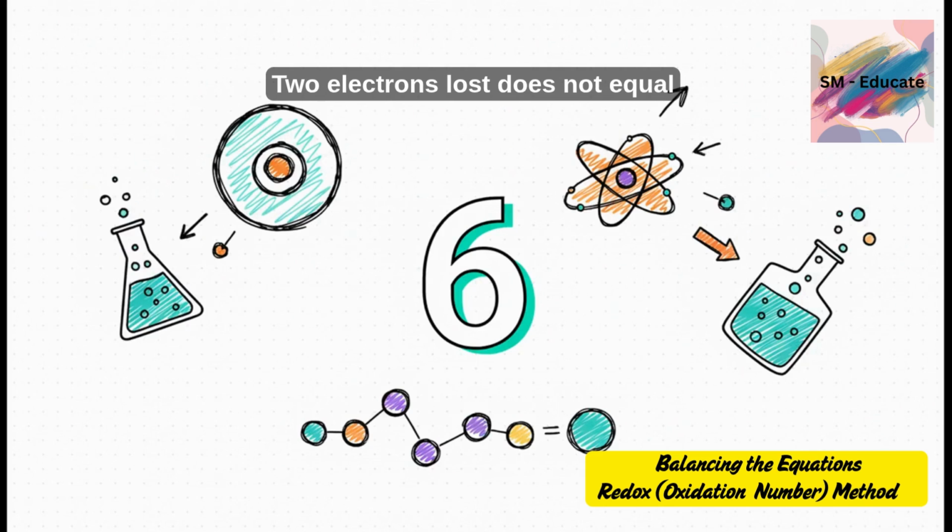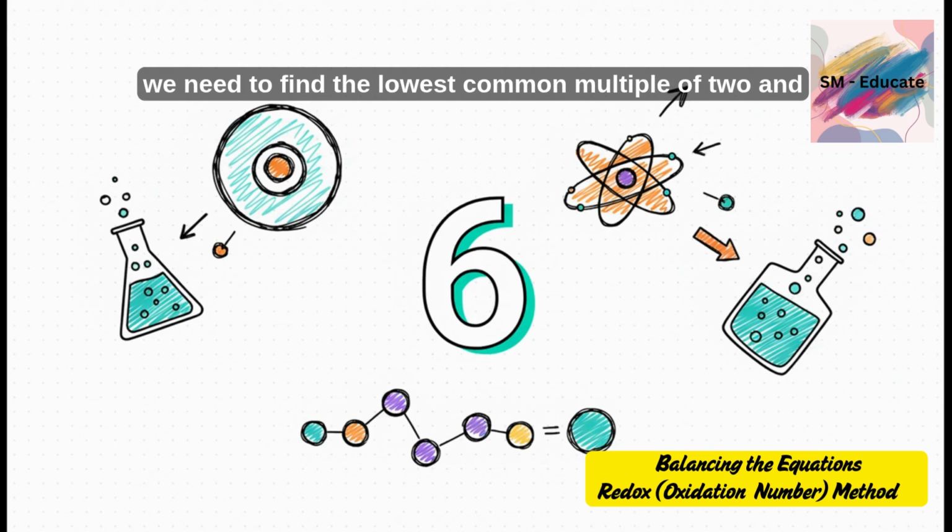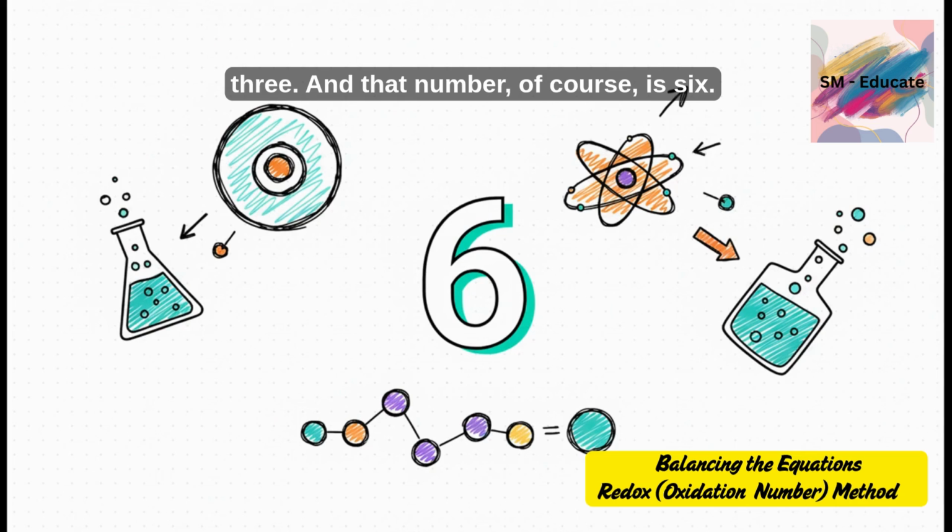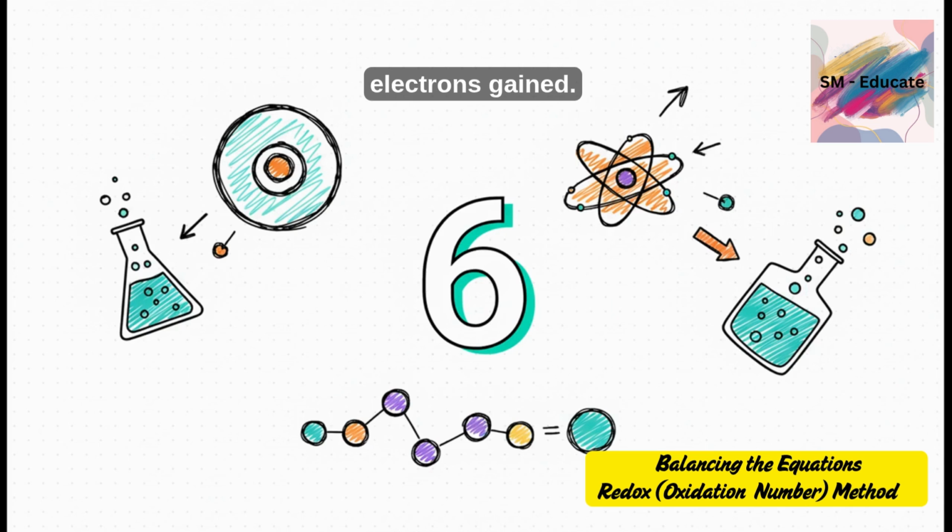But hang on a second. 2 electrons lost does not equal 3 electrons gained. Something's not right. To fix this, we need to find the lowest common multiple of 2 and 3. And that number, of course, is 6. 6 is our magic number. It's the target for both the electrons lost and the electrons gained.